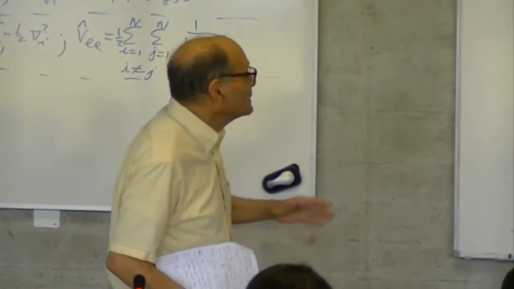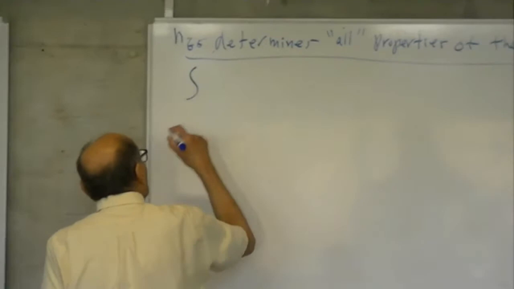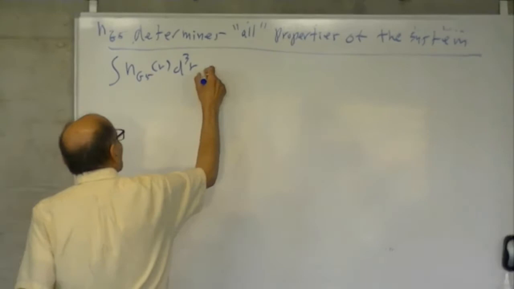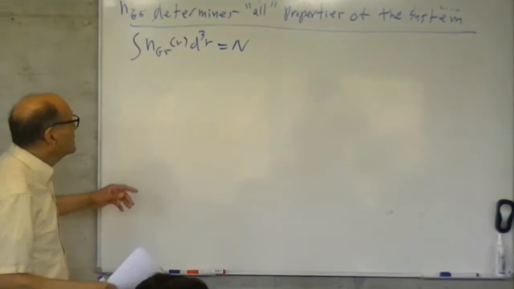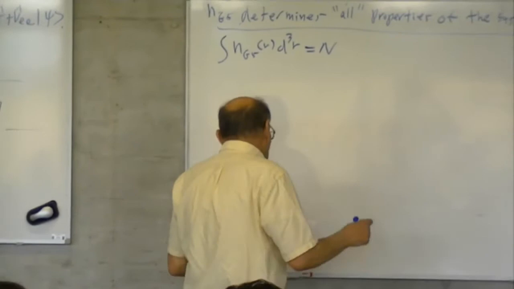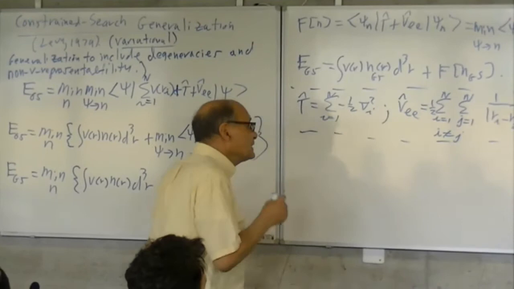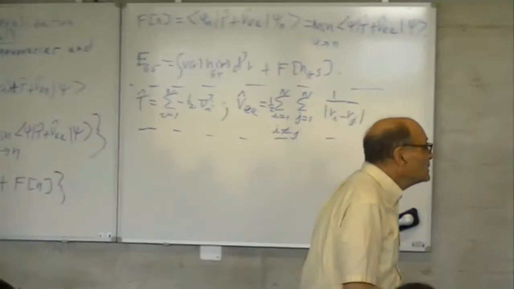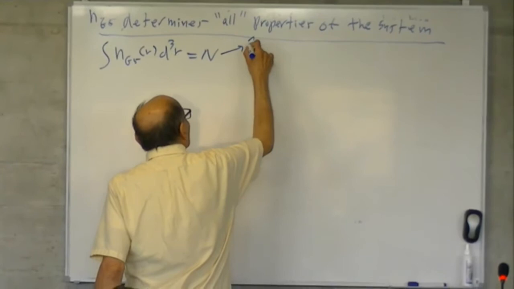So let's see this. How does it determine the properties? First of all, you have to get the Hamiltonian. You take n ground state of R, d3R, and this integral gives you N, the number of electrons: the integration of density over all space. Now, the person who asked to put down T and V knew what was important here. What does N give you? Once you have N, you have T and V_ee. So this gives you the T and V_ee operators.